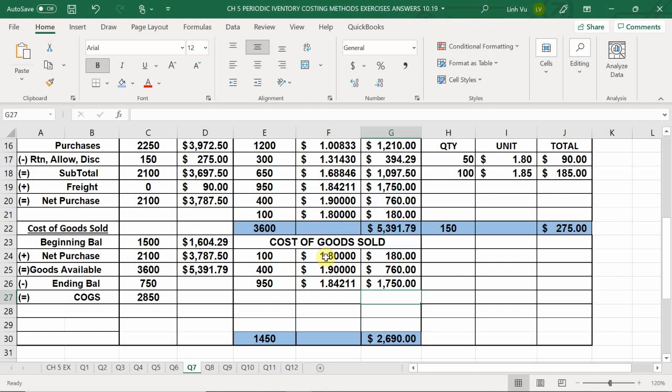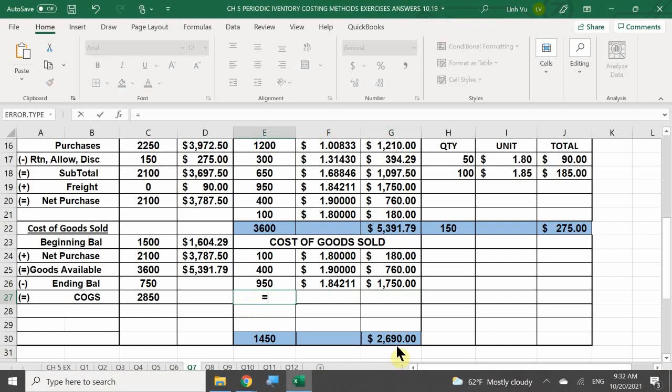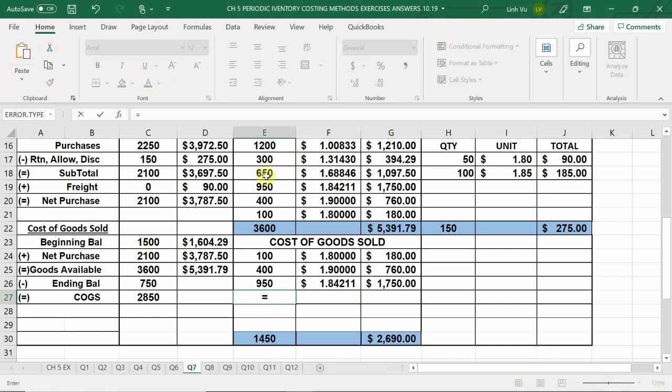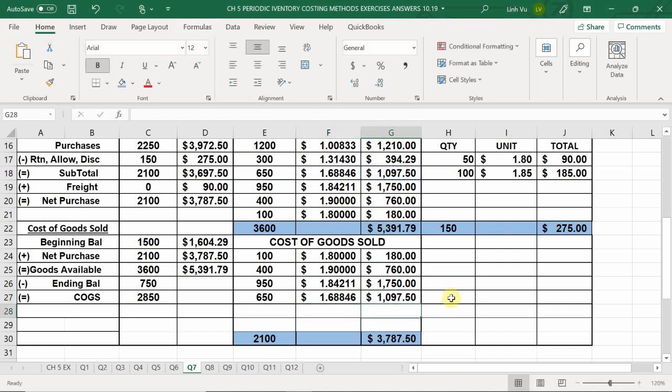How many more do I need to go? I have quite some. I have like more than 1,000 left. So in this case, which batch of inventory am I going to take out from next? 650, right? Okay, which in this case, I'm going to take the whole batch of 650. So now I'm at 2,100. How many more do I need to sell to get to 2,850?